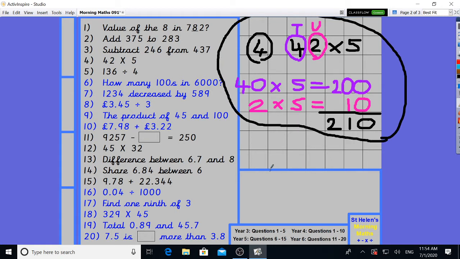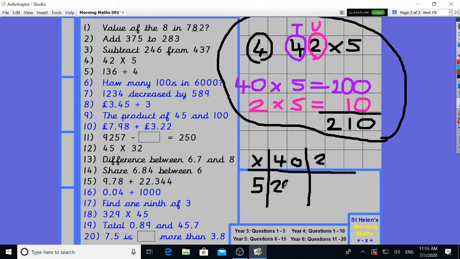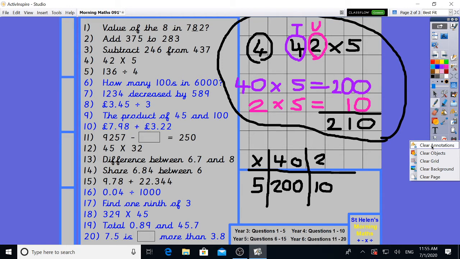I'm going to do the grid method quickly underneath. I've run out of squares, but you'll get the idea. 42 times 5 becomes 40 and 2, multiplying it by 5. Timesing is not actually a word. 4 times 5 is 20. Place a 0 is 200. And 2 times 5 goes in this part of the grid, which is 10. And of course, 200 added to 10 is definitely going to be 210. So our answer 100% is 210. Let's move on to question 5.